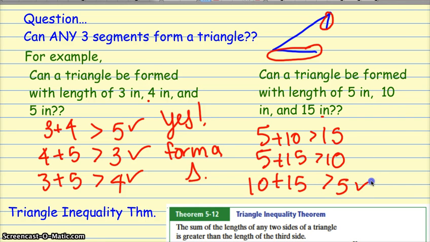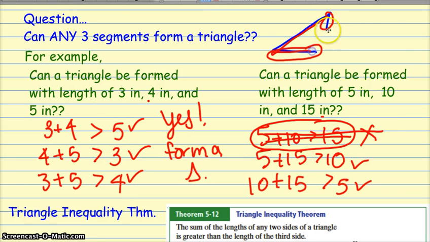Well, that's definitely bigger than 5. 5 and 15 is 20. That's bigger than 10. But look at this one. 5 and 10, it says greater than. It doesn't say greater than or equal to. So no, that's not true, meaning that if you were to take something that's 15 inches, something that's 10 inches, and something that's 5 inches, you're going to have a gap, meaning that these aren't going to form a triangle.